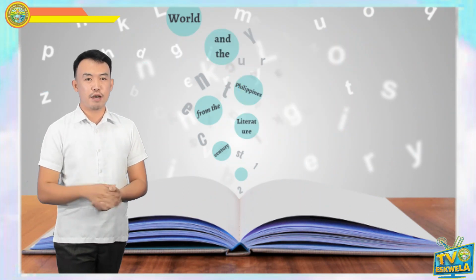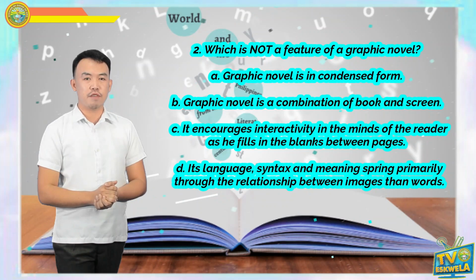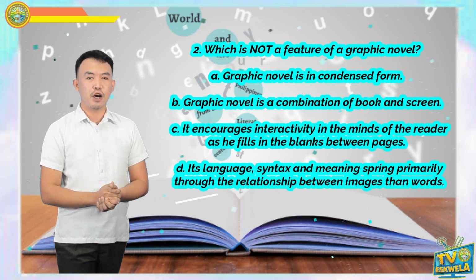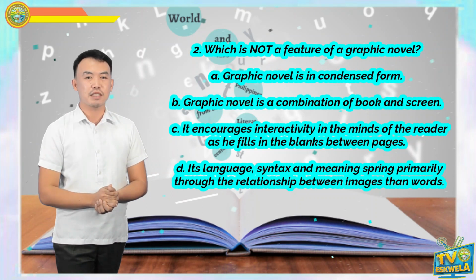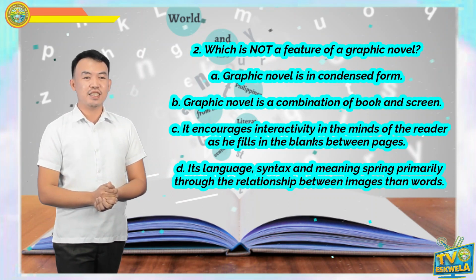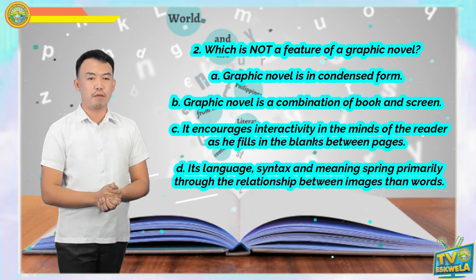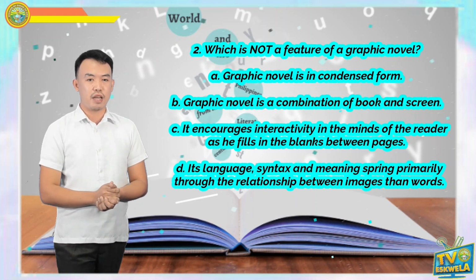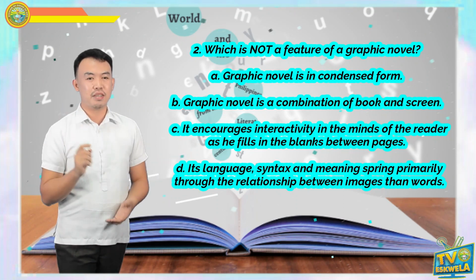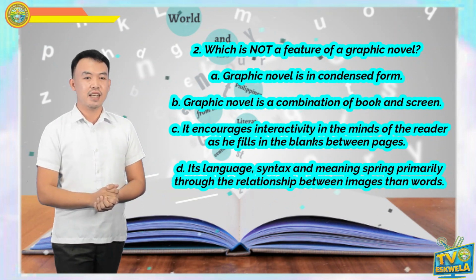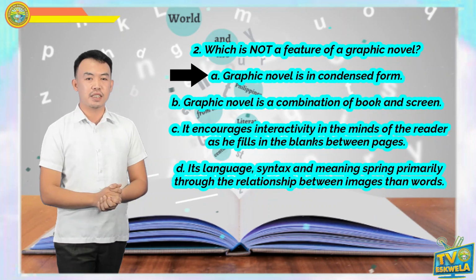Flash fiction. Number 2. Which is not a feature of a graphic novel? Letter A. Graphic novel is in condensed form. Letter B. Graphic novel is a combination of a book and a screen. Letter C. It encourages interactivity in the minds of the reader as he fills in the blanks between pages. And letter D. Its language, syntax, and meaning spring primarily through the relationship between images than words. Are you finished? You are really awesome! Yes, you are right. The answer is letter A. Graphic novel is in condensed form.